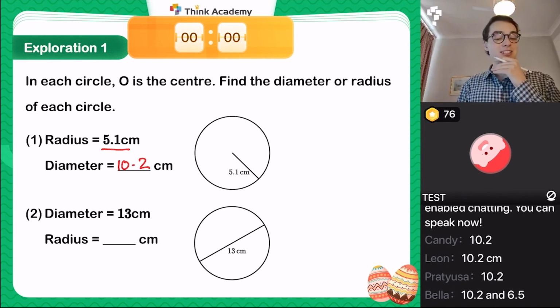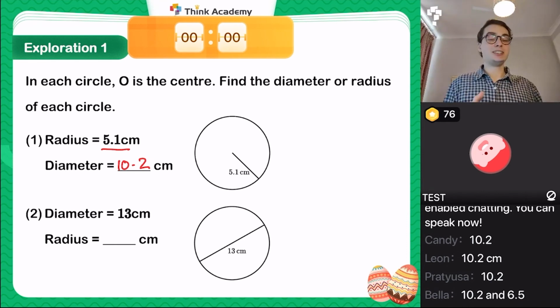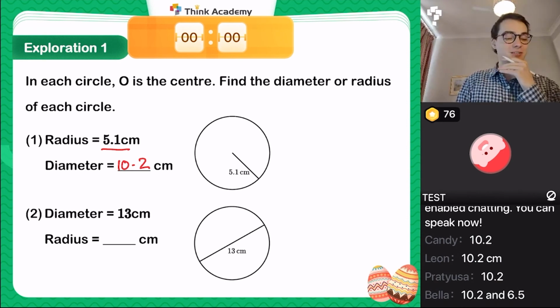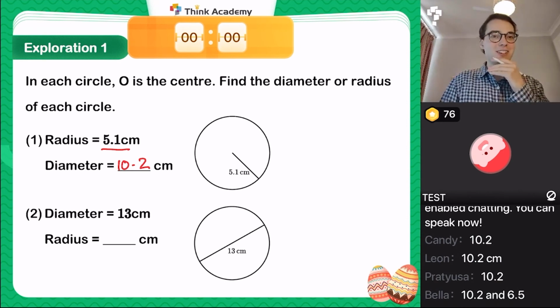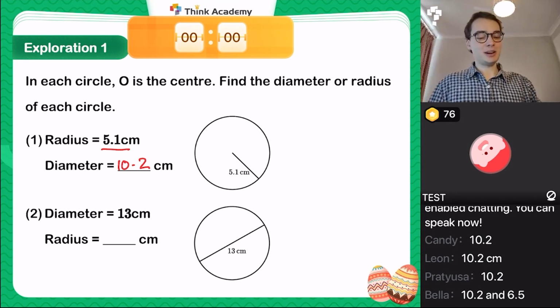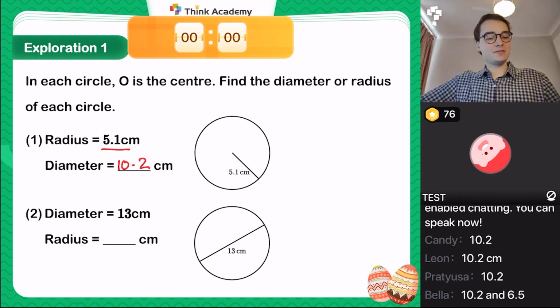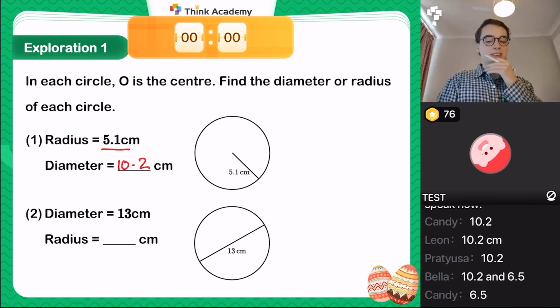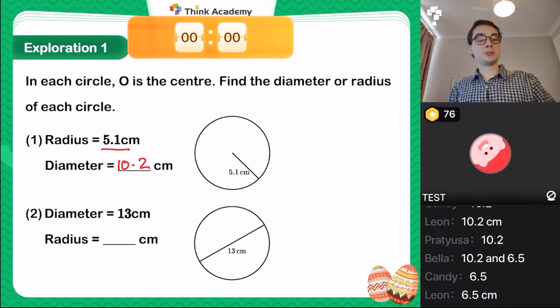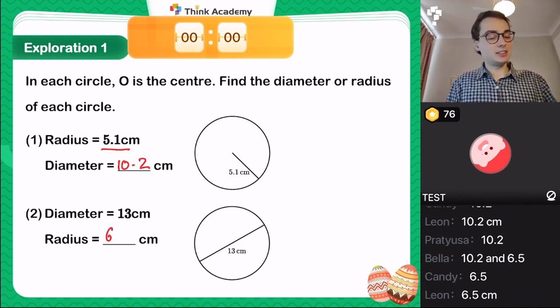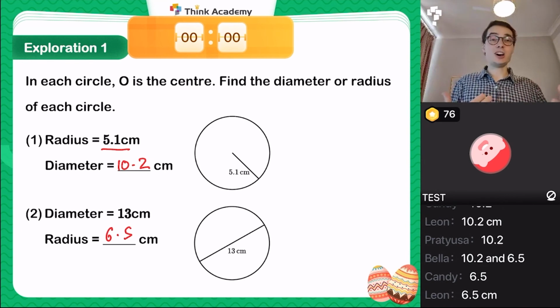And then for the second one, we're given that the diameter is 13 centimeters. What would the radius be? Okay, if the diameter is 13, what's the radius going to be? Perhaps Bella's already done this second one. Anyone else? Candy as well. Yep, so I'm seeing some 6.5s. That sounds very good. So 6.5, just half of 13. So if we've got the diameter, just halve it to get the radius.